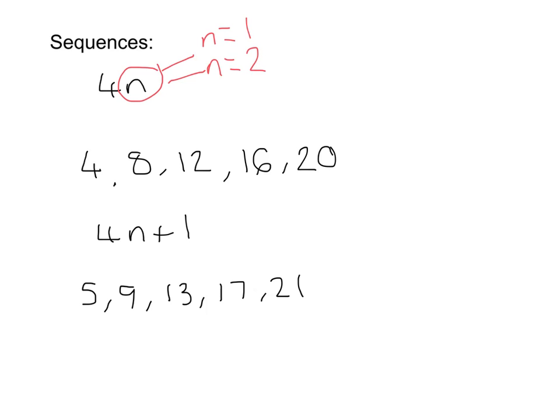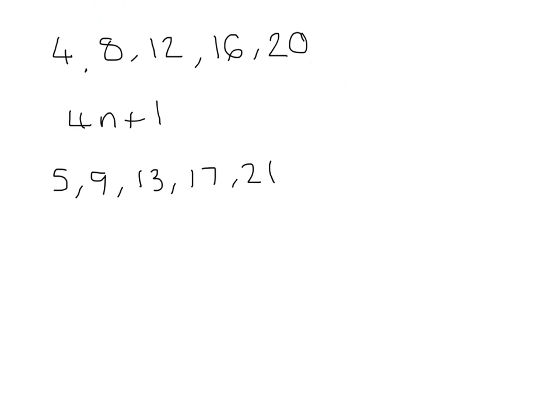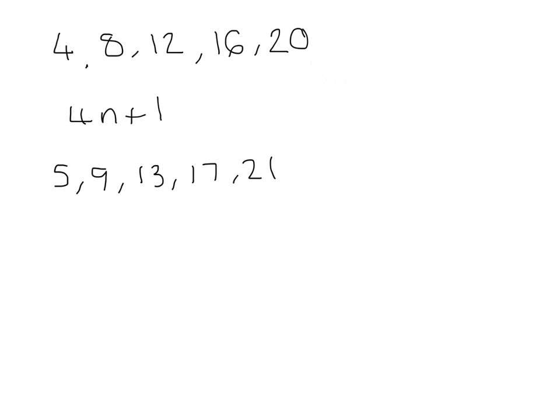So, nice and simple. What about then, we'll look at one last one, and this time we'll say 5n take away 3. Well, again, when n equals 1, 5 times 1 is 5, take away 3 is going to give me 2. When n equals 2, 10 take away 3 is 7. When n equals 3, 15 take away 3 is 12. When n equals 4, 20 take away 3 is 17. And when n equals 5, 25 take away 3 is 22.